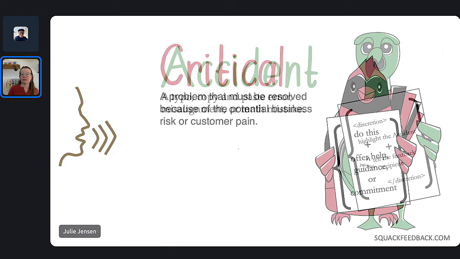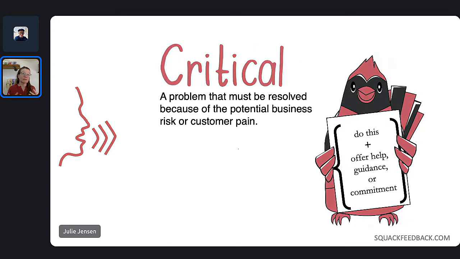Next is critical. And this is a problem that must be resolved because of the potential business risk or customer pain. But what's nice about this in that formula is that, again, I'm going to say, do this thing. I'm going to be persuasive and help you understand why. But most importantly, if this is a critical issue that must be resolved, I'm going to offer help, guidance, commitment.